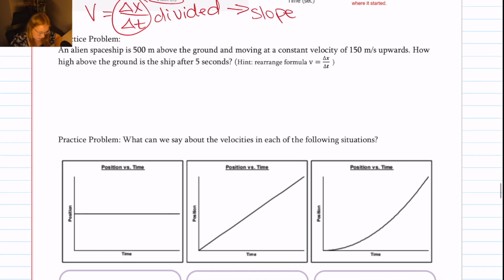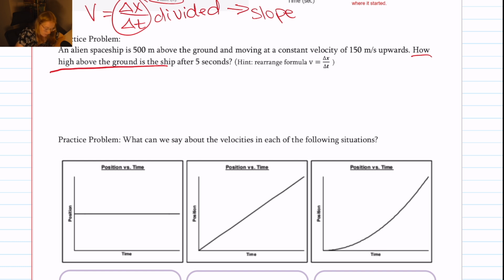Okay, let's try to use the formula to solve this next problem. An alien spaceship is 500 meters above the ground and moving at a constant velocity of 150 meters per second upwards. How high above the ground is the ship after 5 seconds? The first thing I like to do is look at what the question is asking. How high above the ground is the ship after the 5 seconds?